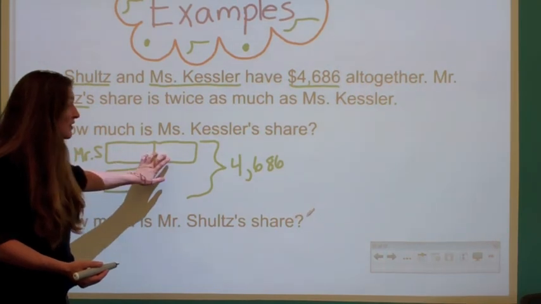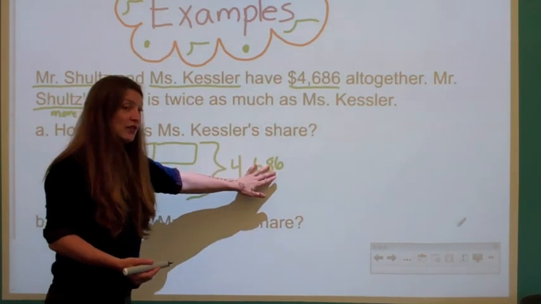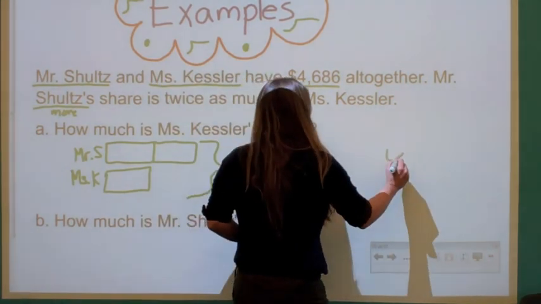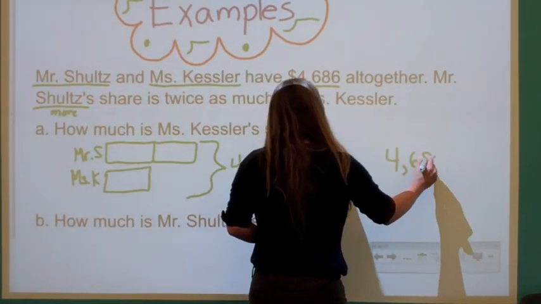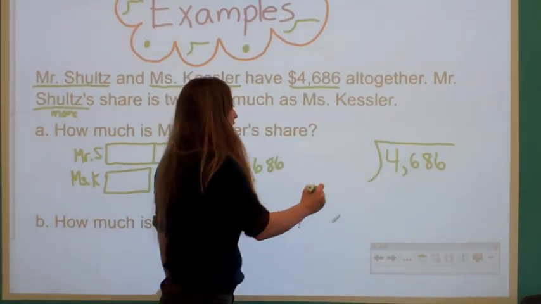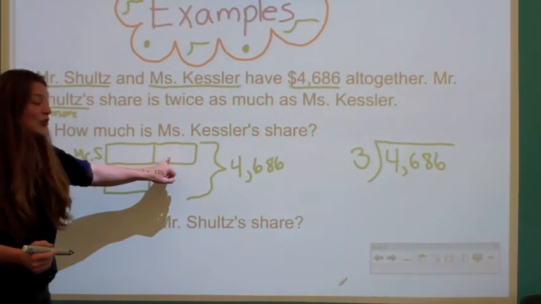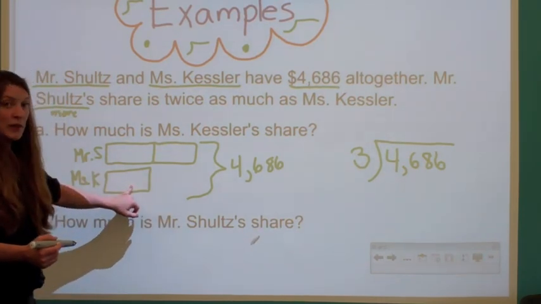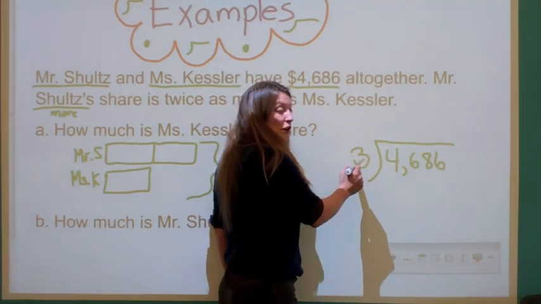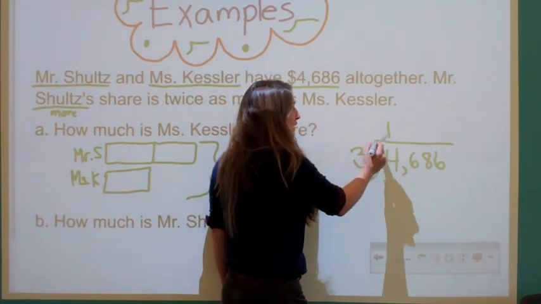So we have 3 parts, and I want to find out how much just 1 part is. So I'm going to divide this number by 3. So I put 4,686 inside my house because it's my dividend, and I put 3 outside my house because Mr. Schultz has 2 pieces and I have 1 piece. So the first thing I do is I ask myself, can 3 go into 4? Yes, it can. It can go in once without going over.